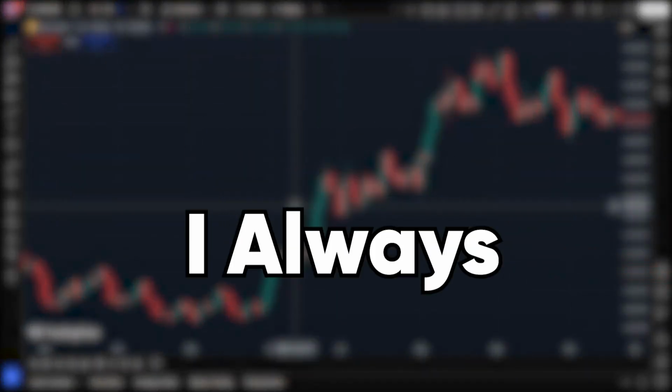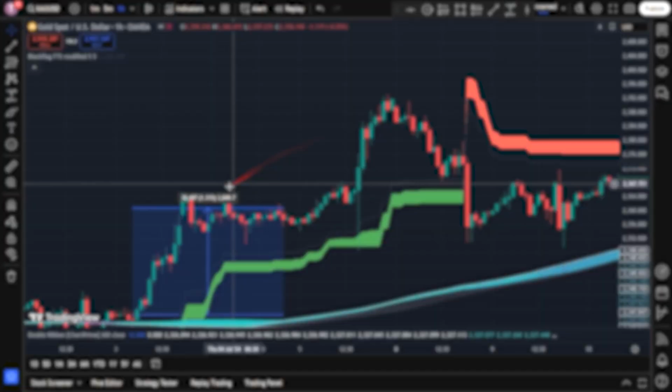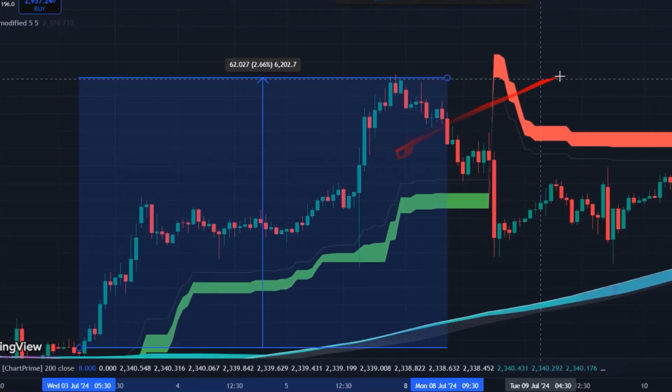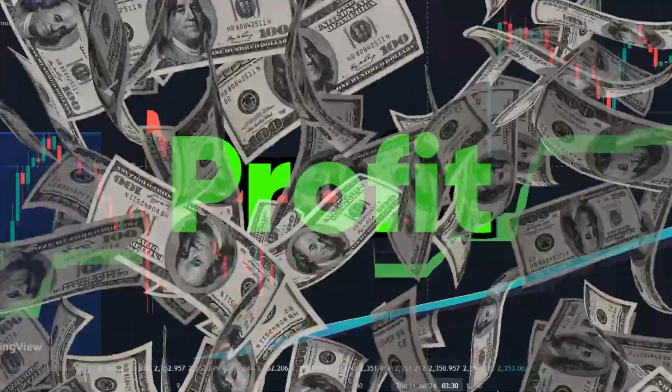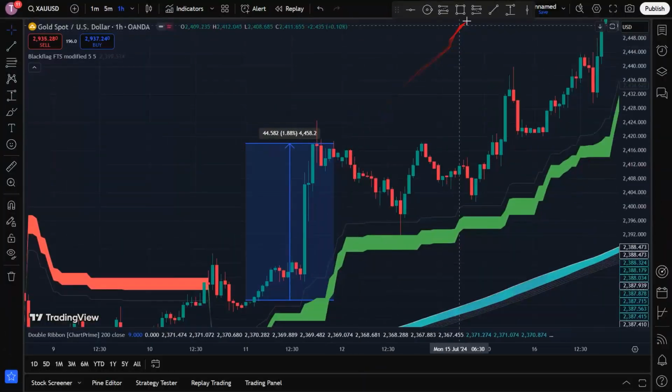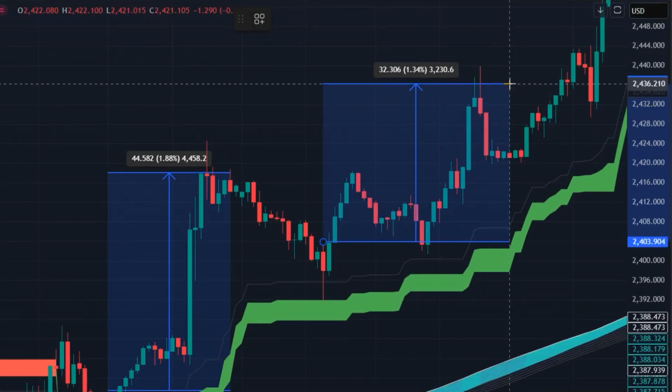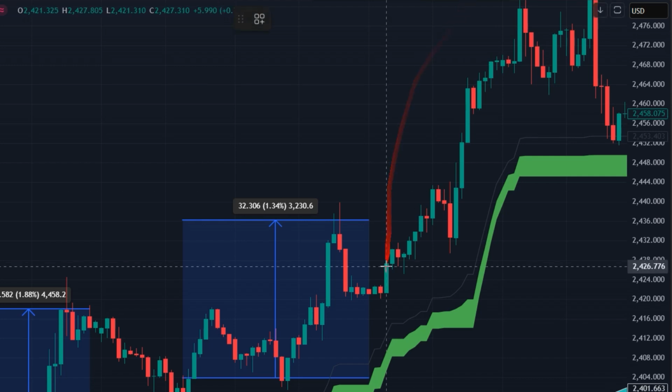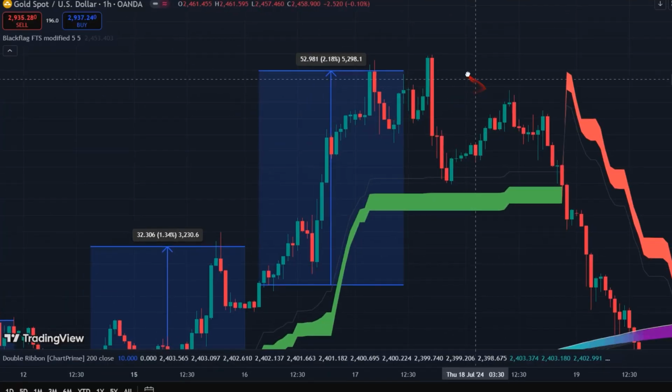The indicator I always trust. The secret to trading success. If there is only one indicator that has consistently made me profit, it's this one. I'm serious. If you learn how to use it correctly, you can make your trades significantly more accurate.